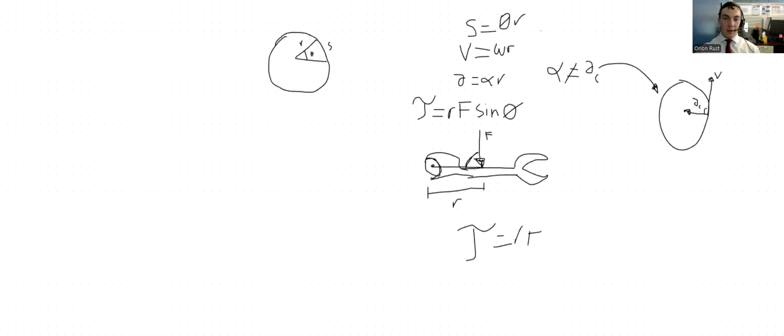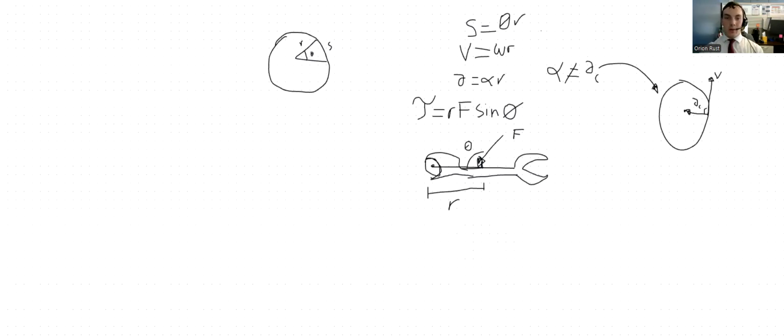But what if it's applied at an angle? That's when things change up a bit. That's when we need the sine theta to describe the force that's being applied. And again, theta is the angle between the applied force and the radius. So torque is super important to remember and keep in mind. There will be a lot of problems involving torque.